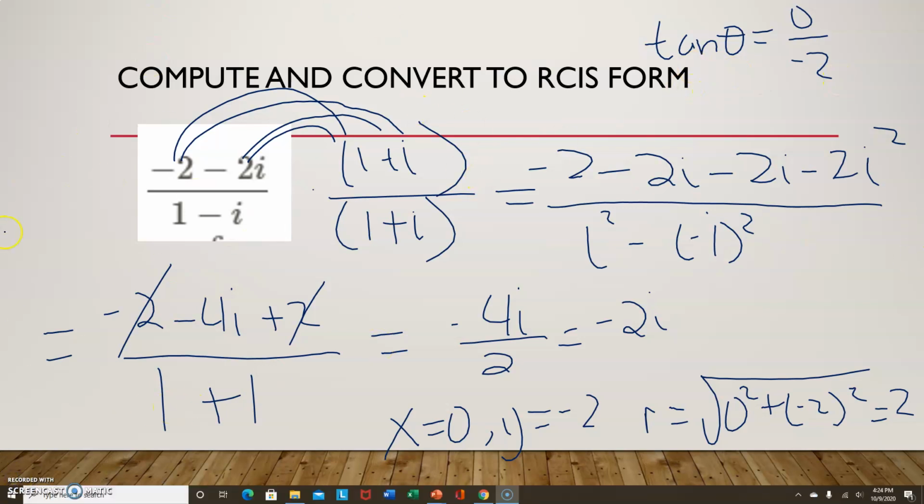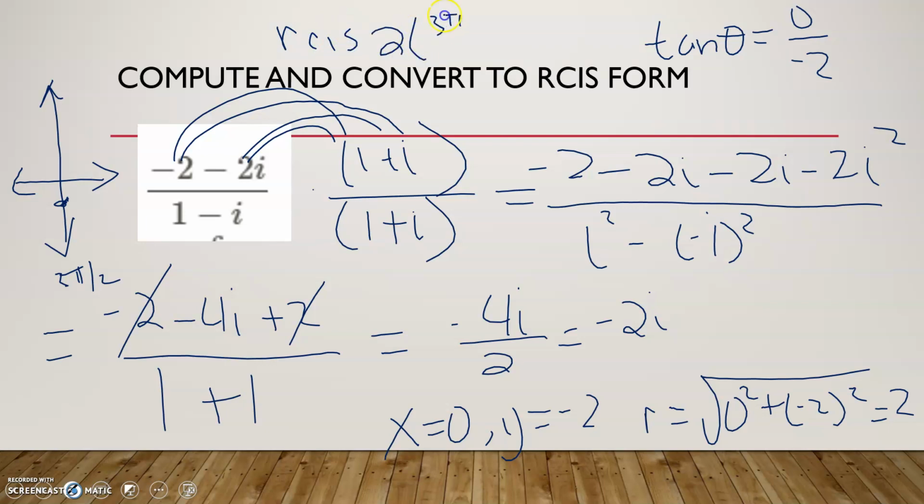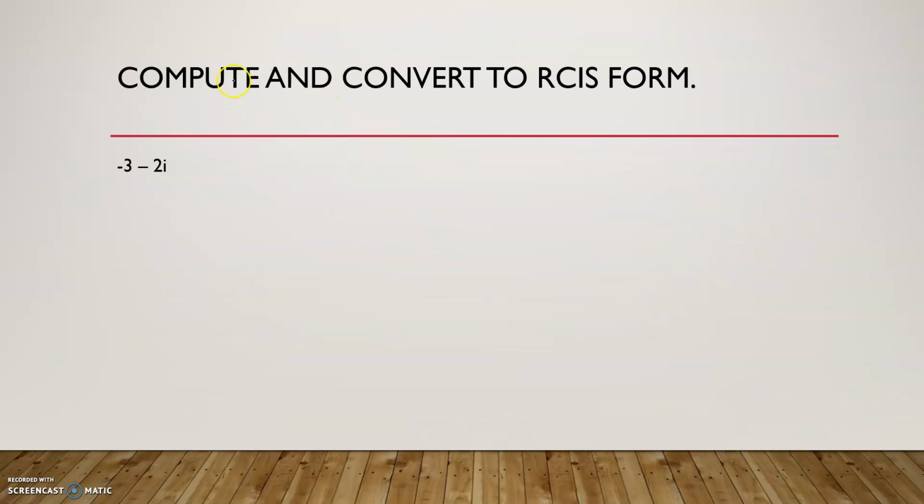And so just thinking about where this is actually graphed to help us with figuring out the angle, we know that -2i is right here. And so that line is on my 3 pi over 2. So that means that RCIS form is going to give me RCIS 2, 3 pi over 2.